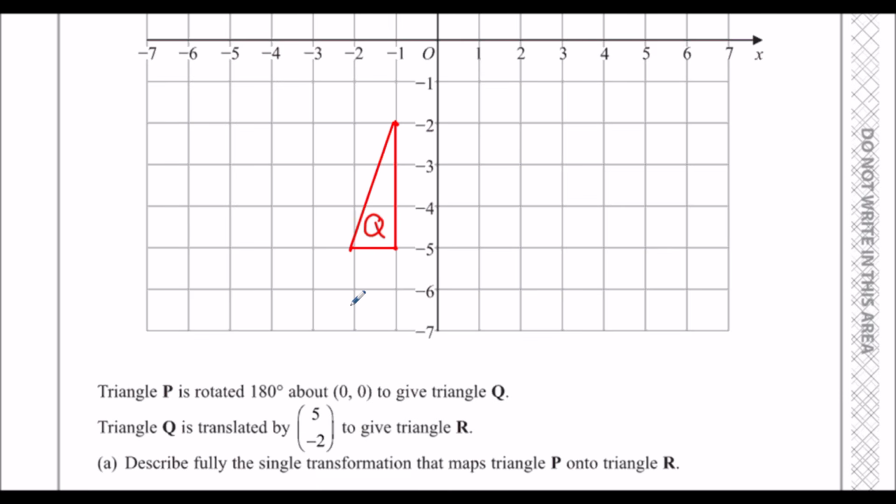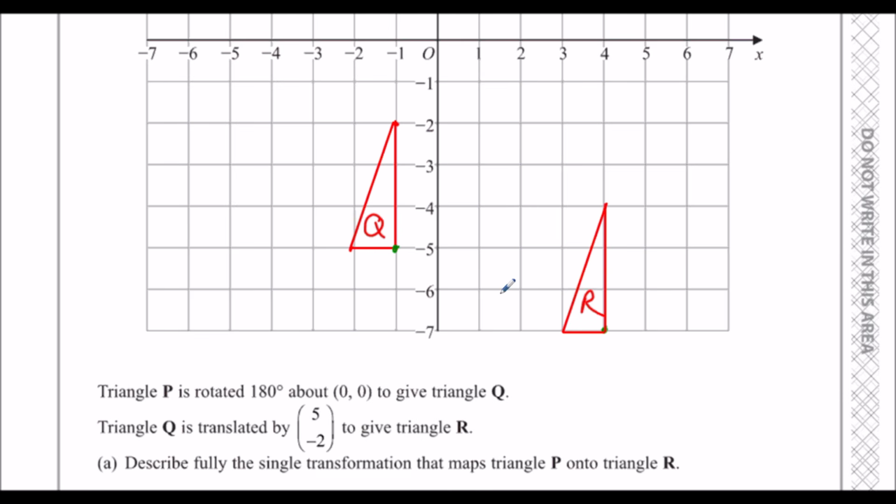Triangle Q is translated by 5, negative 2 to give triangle R. So 5 right, 2 down. So I'm going to take a point. I'll take it 5 to the right. 1, 2, 3, 4, 5. And 2 down, 1, 2. So that will be the bottom corner of the triangle now. And I'll draw the triangle from there. So 1, 2, 3 up. It goes 3 up. And this is triangle R.